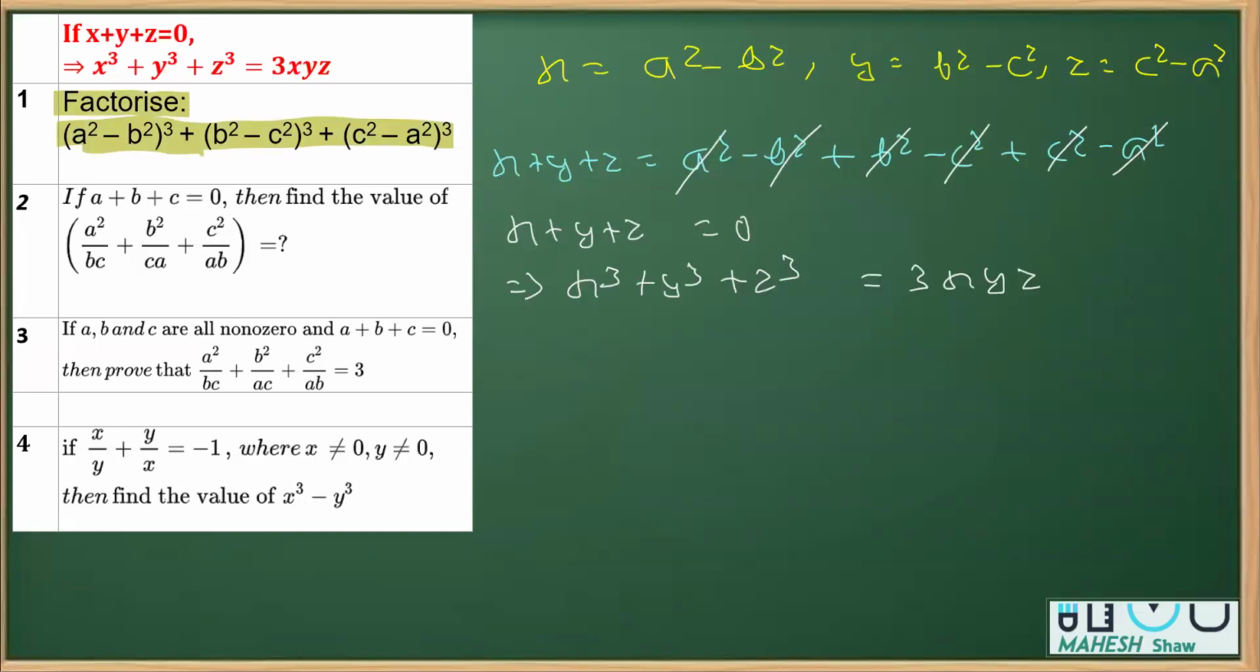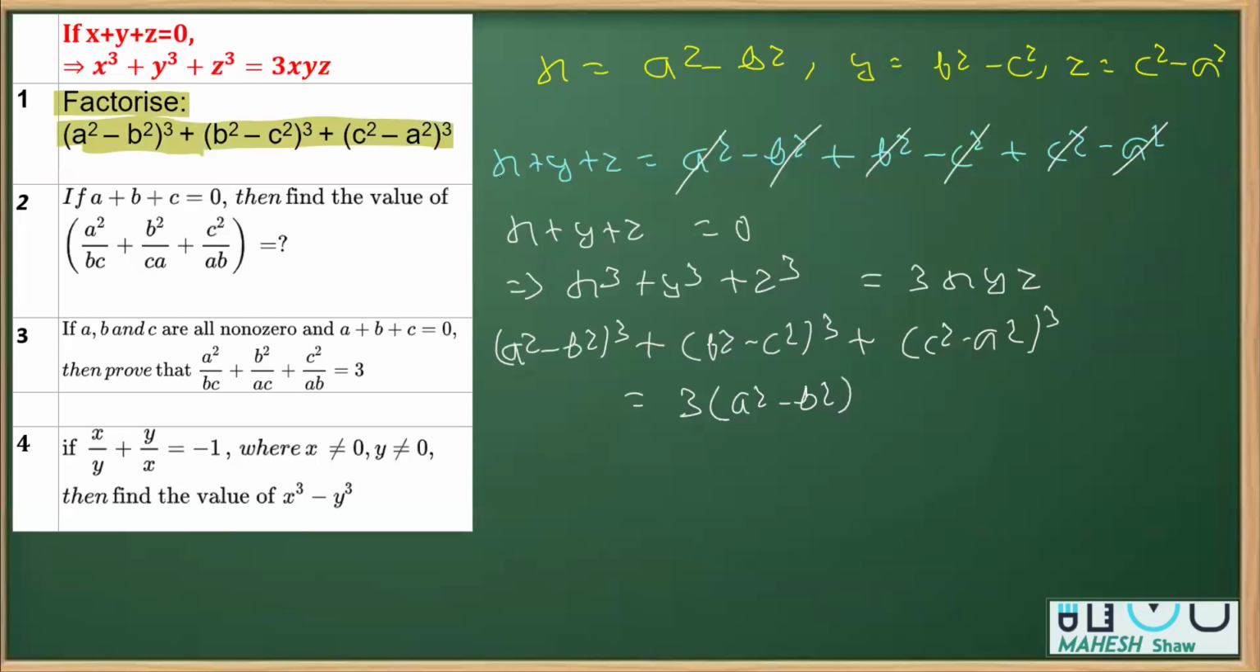Now, what was x here? x clearly was a square minus b square, and we have to write its cube. And y, which is b square minus c square whole cube. And z, which is c square minus a square cube. So this can be written as 3 times xyz. That means 3 times a square minus b square, b square minus c square, and c square minus a square.